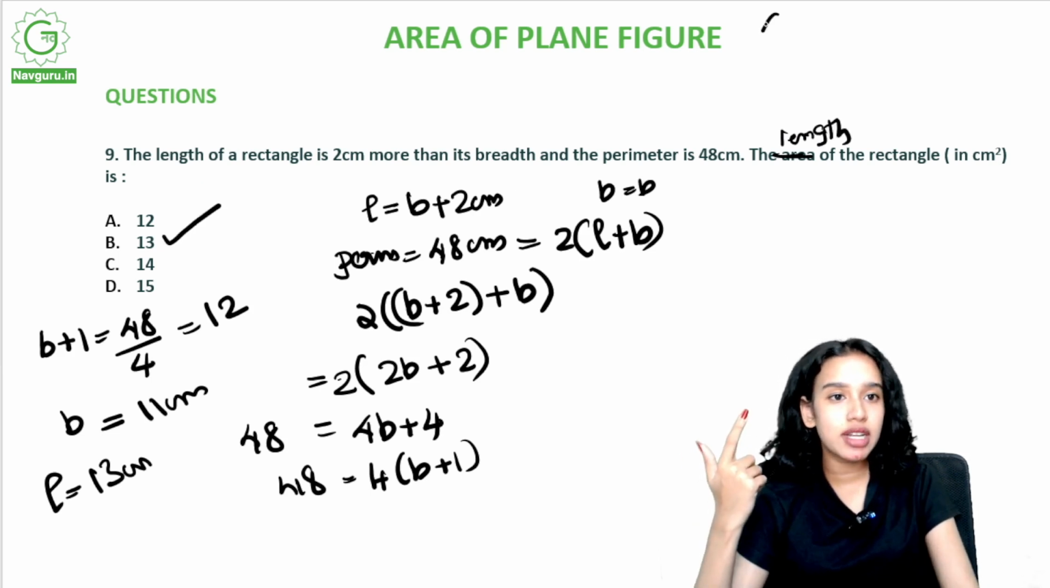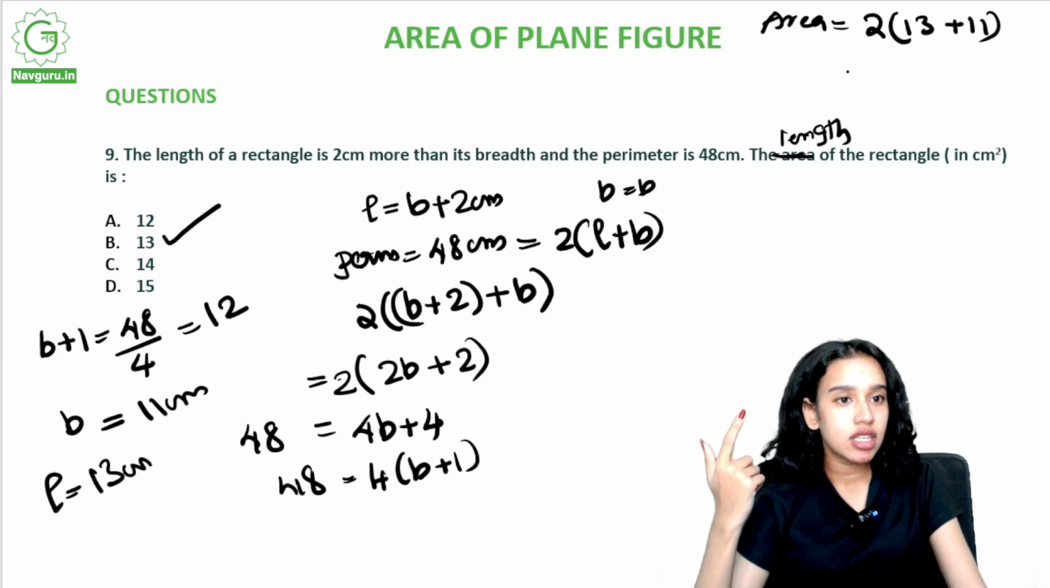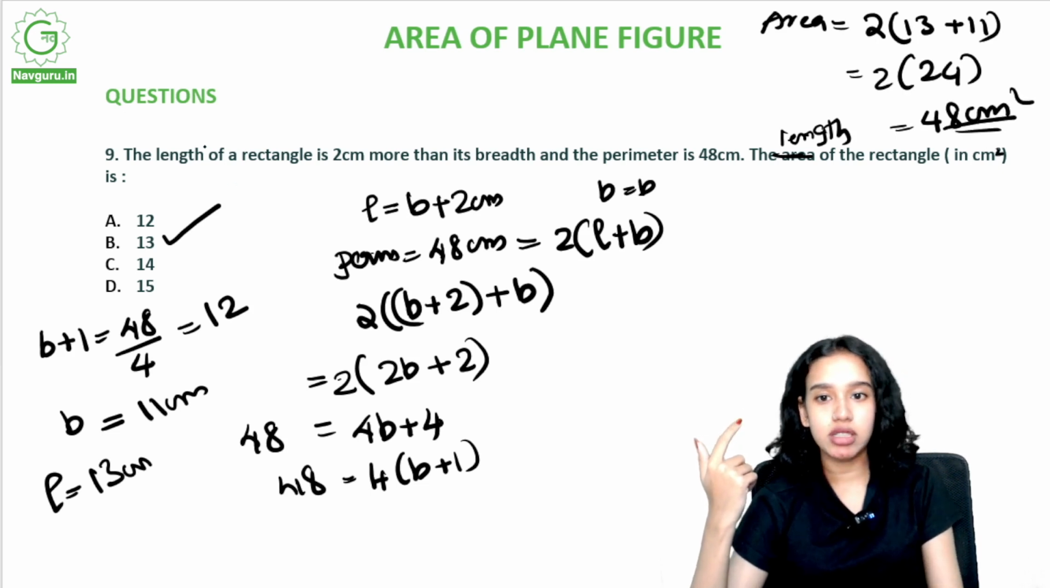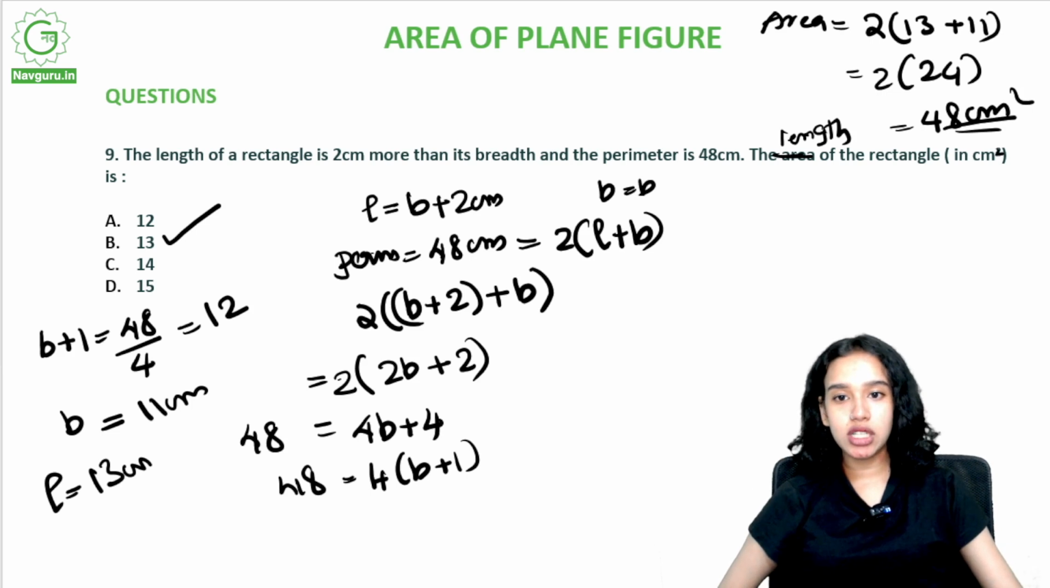And if we have to find the area, area would be equal to 2 into (13 plus 11). That would be 2 into 24, and that will give us 48 centimeters square. This should be in centimeters. Now, let's move on to the next question.